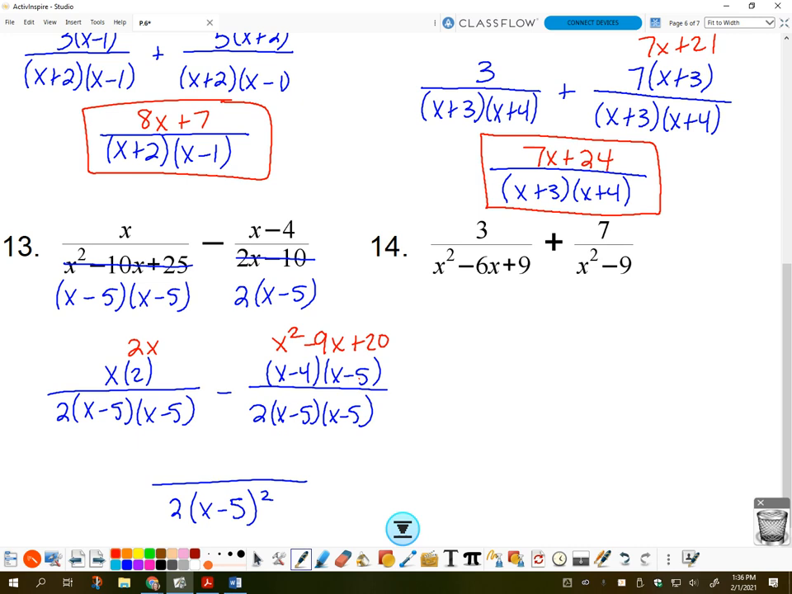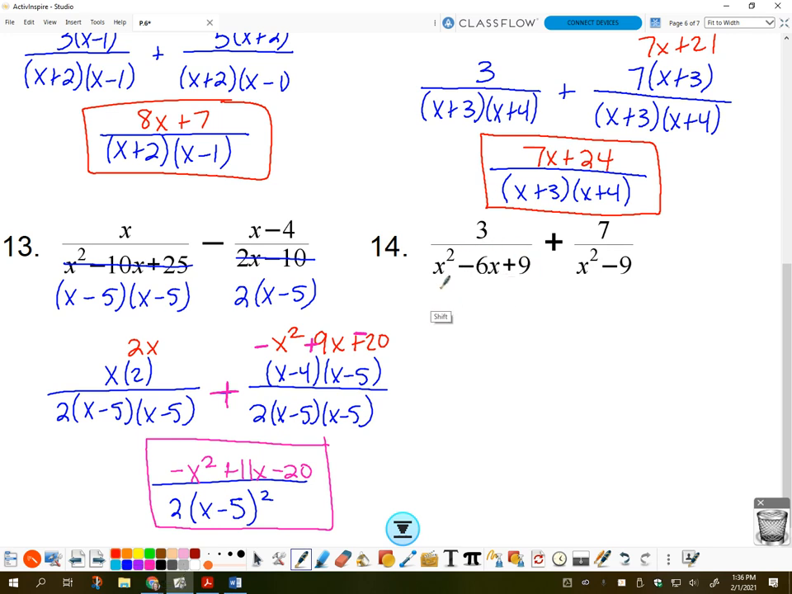Alright, the other thing that I have to keep in mind on this problem is that we have subtraction. So if I change the subtraction to plus, this becomes negative, this becomes positive, this becomes negative. So when I go to combine my like terms, I have a negative x squared, positive 9 plus 2 is 11x, and then a minus 20. And then we are done there because this is not going to factor. Okay, last problem.